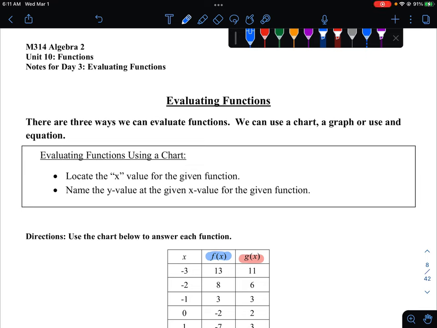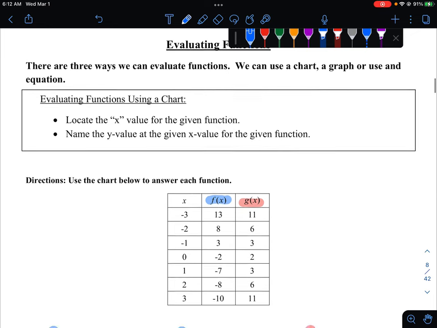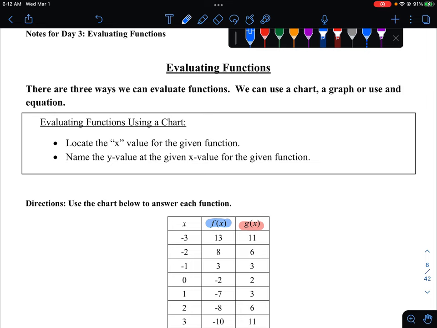These are the notes for Unit 10, Day 3. The first couple ways we're going to evaluate functions, you're going to notice, should seem pretty easy. It's going to be looking at a chart, looking at a graph. Then we're going to evaluate a function by putting a value into it. So really what we're going to do is look at the value of the function given an input.